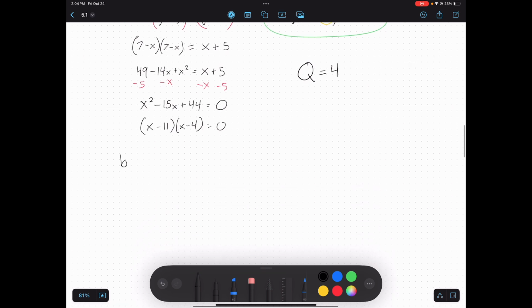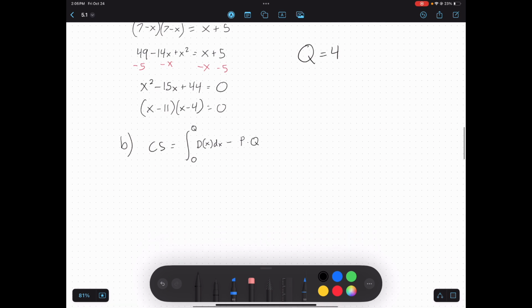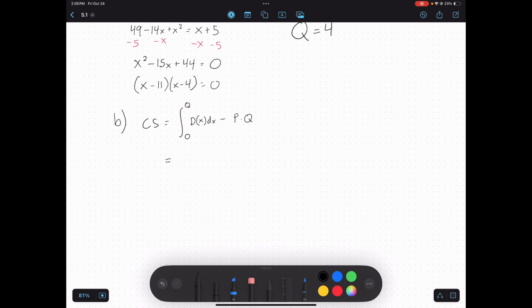Let's start with consumer surplus. Remember, I have a formula for this. Consumer surplus, CS, is equal to, with consumer surplus, I start with the integral. So I'm going to go 0 to Q of my demand function minus price times quantity, right? The amount that the consumer is willing to pay minus what they're actually paying. But in our case, what's Q? Q is 4.